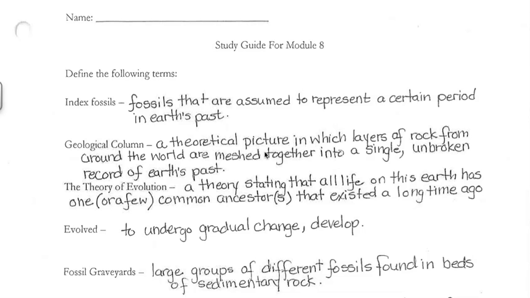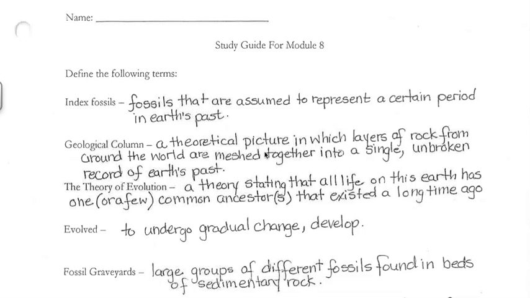Next one, geological column. This is a theoretical picture in which layers of rock from around the world are meshed together into a single unbroken record of the Earth's past. Sometimes this is known as the geological record. Sometimes it's called the fossil record. The theory of evolution: a theory stating that all life on this earth has one or a few common ancestors that existed a long time ago.